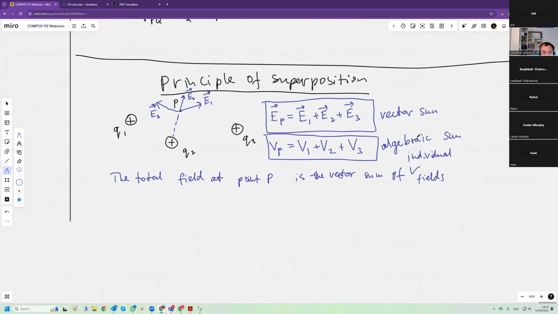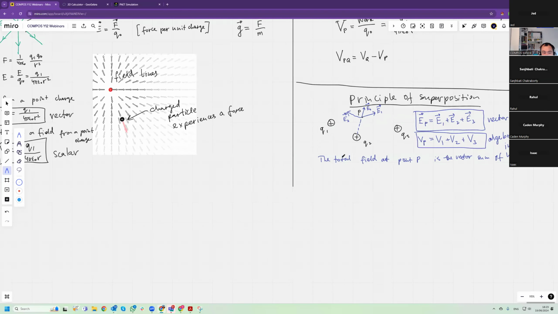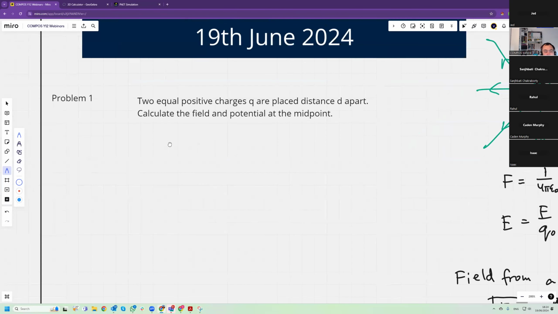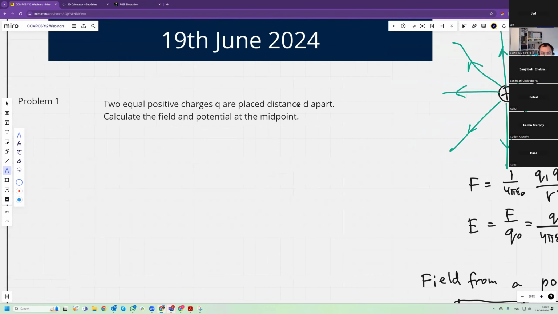Now, what difference does it make? Why am I talking so much about this? Well, let's have a look at problem 1. 2 equal positive charges are placed a distance d apart. Okay, so we have a positive charge Q and another positive charge Q. And we are at the midpoint, so we are right here.